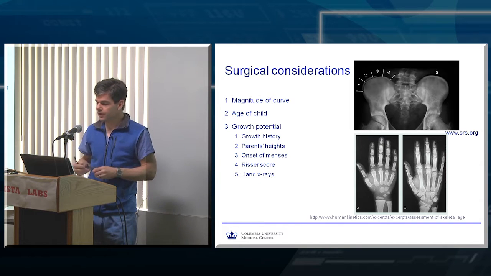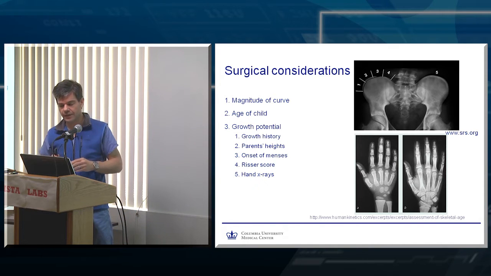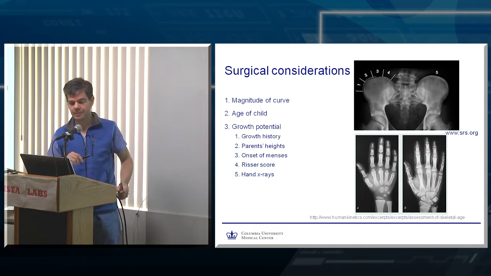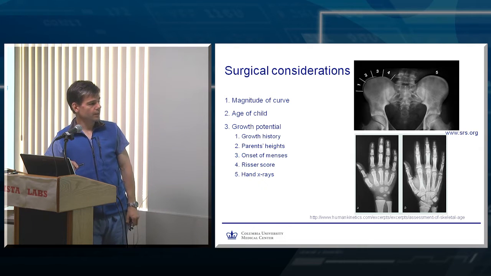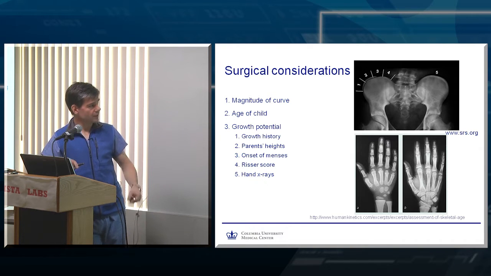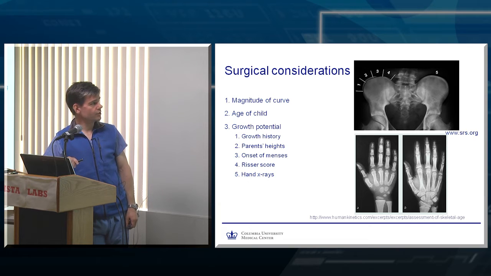So we talked yesterday about the low, moderate, and high risk for progression, and the Cobb angle and the Risser sign. So the magnitude of the curve, the age of the child, which is really another proxy for the growth potential. And there's several ways to measure the growth potential of a child or estimate it.